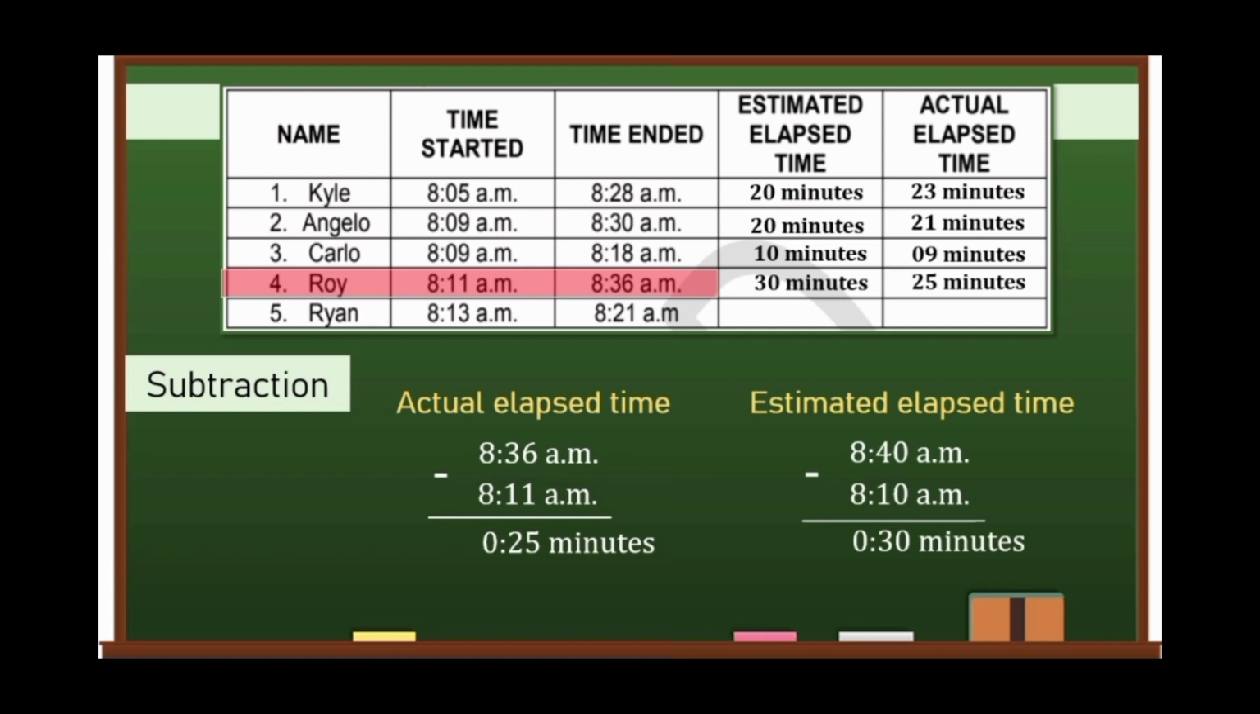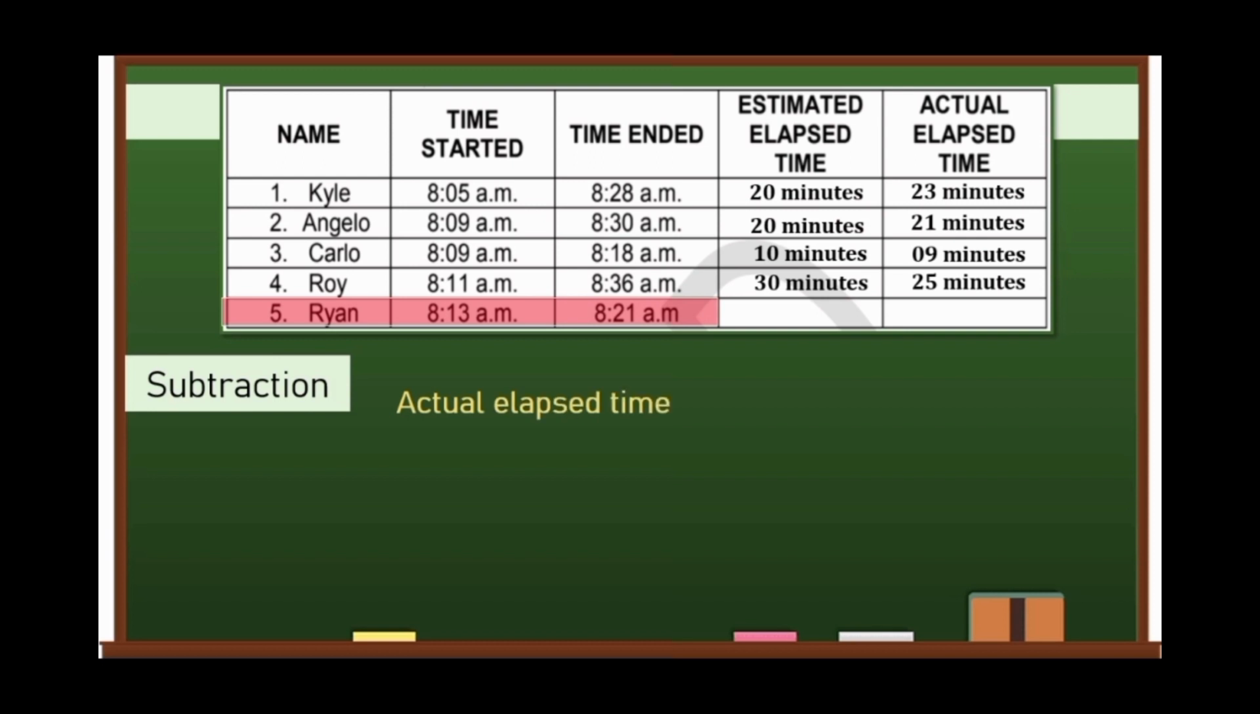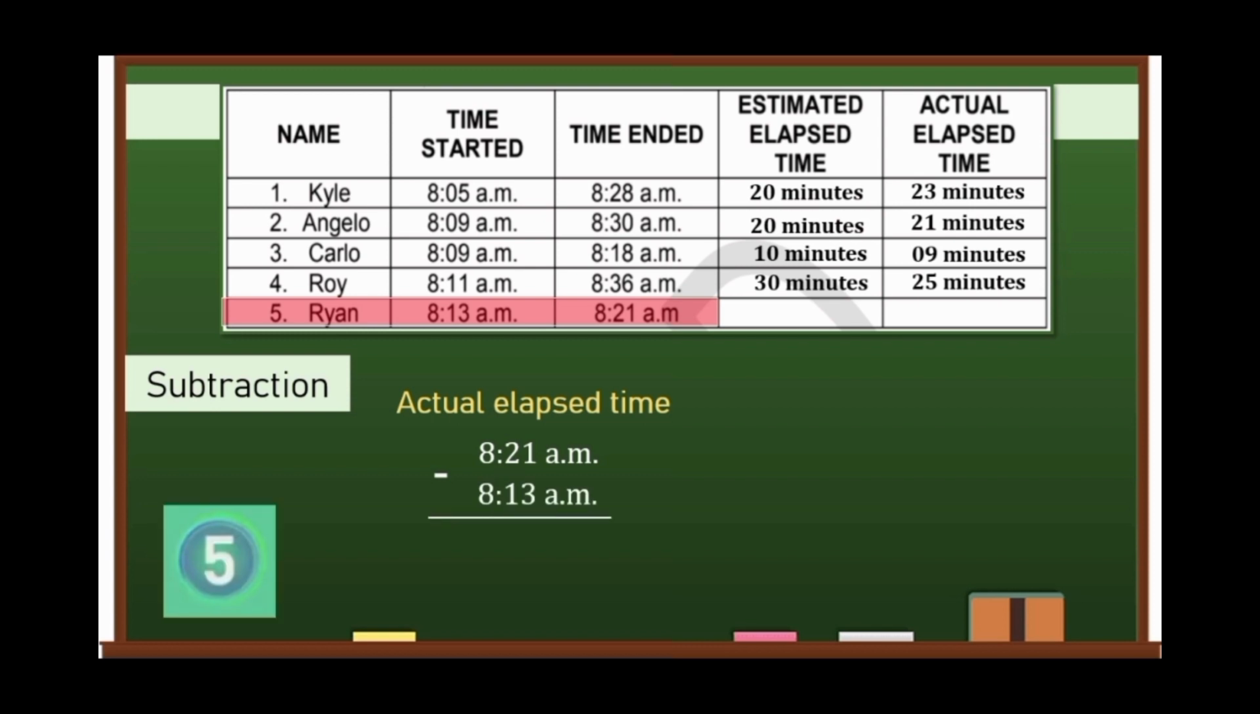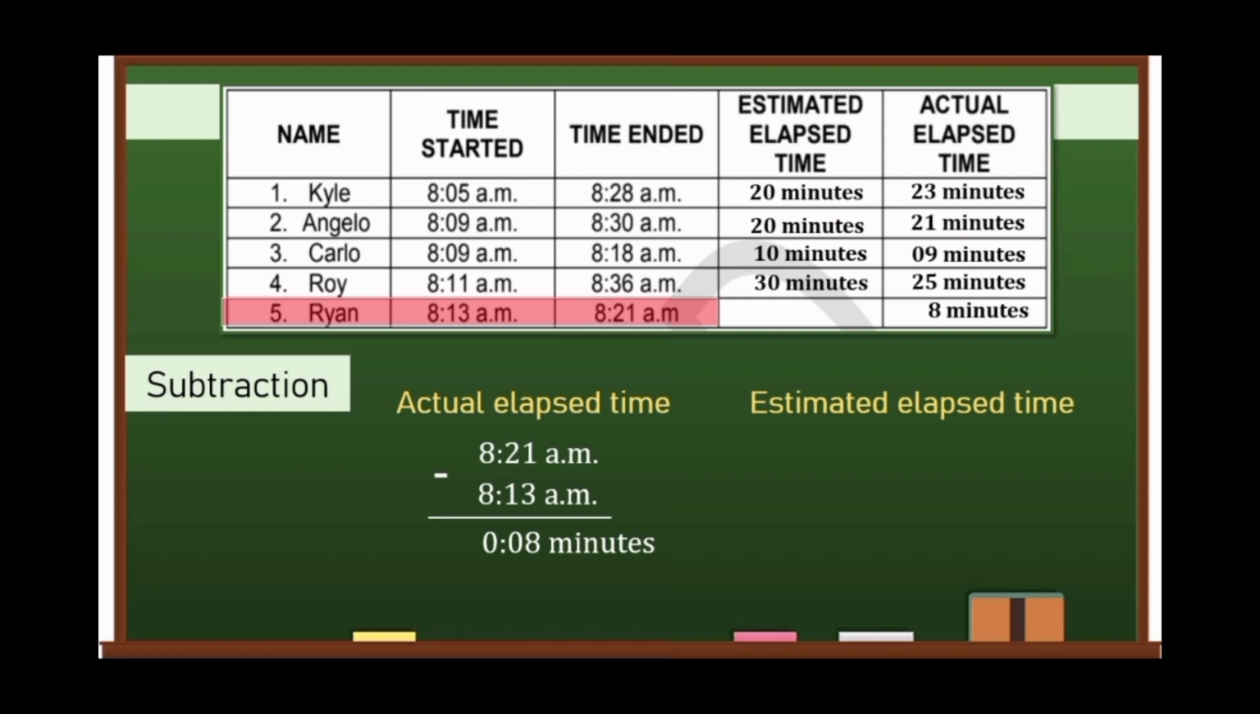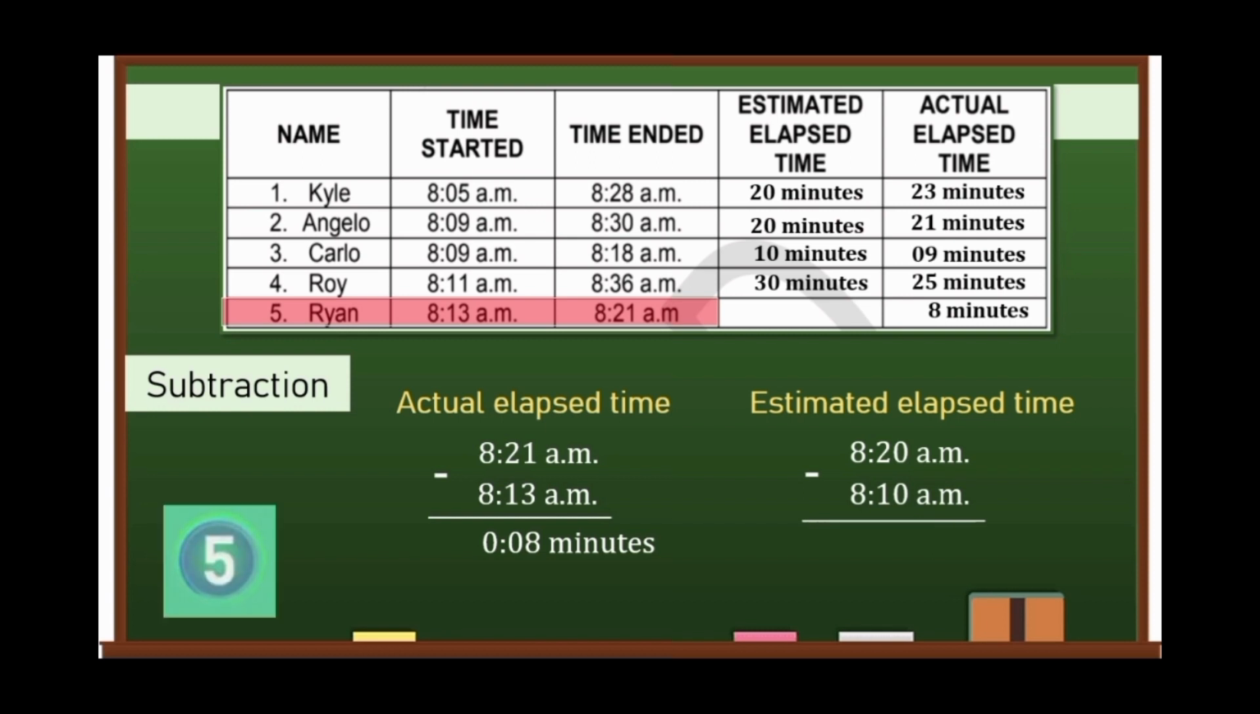Now, let's calculate Ryan's time. His actual elapsed time is 8:21 a.m. minus 8:13 a.m. The answer is 8 minutes. Now estimate the given time. The answer for the estimated elapsed time of the given is 8:20 a.m. minus 8:10 a.m. Now do the subtraction. The answer is 10 minutes.